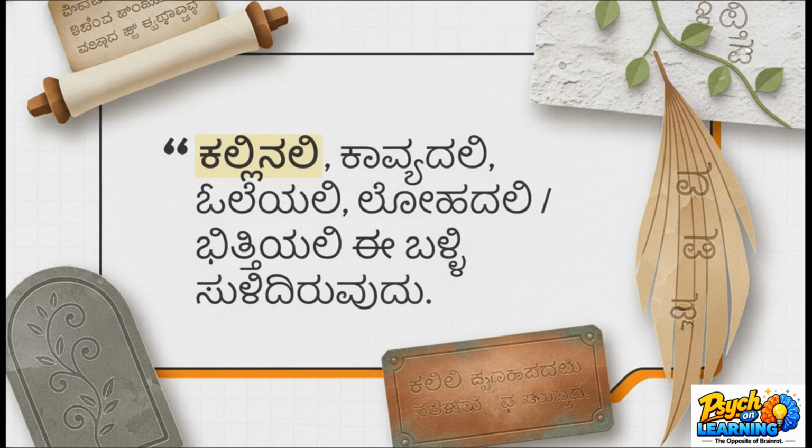This translates to, this vine has climbed on stones, poetry, palm leaves, metals, and walls. Think about it. Long before you had paper notebooks or iPads, people actually had to carve writing on hard stone walls, on dried palm leaves, and even on metal plates. The Kannada script is so ancient and so strong that it has survived on all these different surfaces.